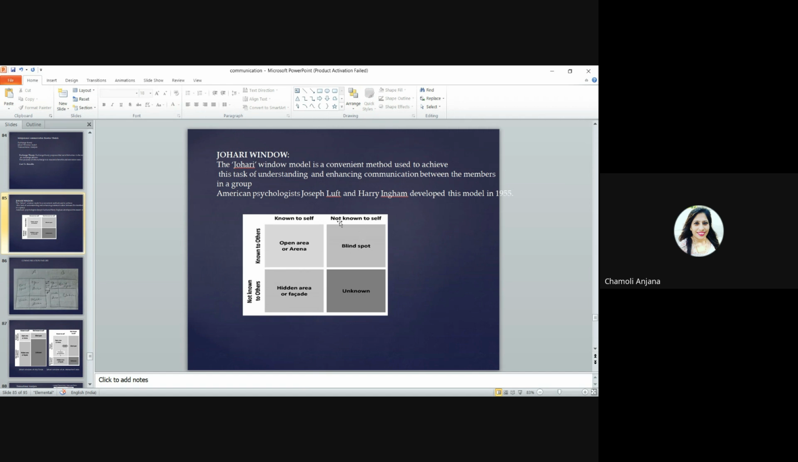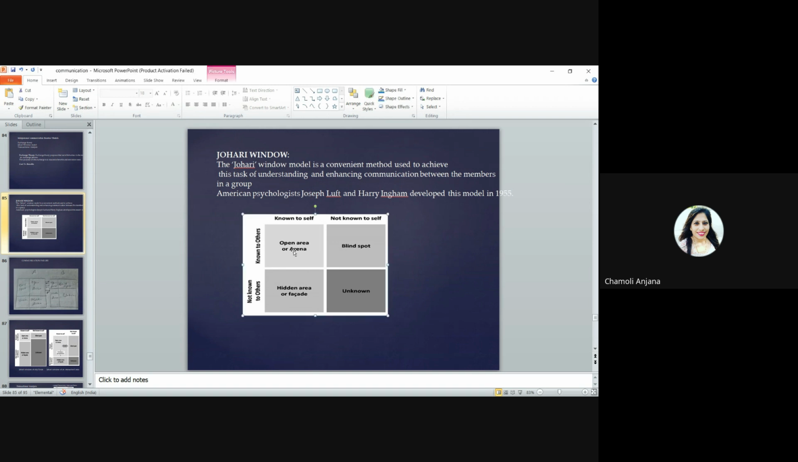A Johari window depends upon the factors of how much a person knows himself and how much he is not aware of, and how much others know the person or not. So it depends upon two factors: how much a person is known to himself, that is his level of self awareness, and how much others are aware of that person. So there are four windows depending upon this: open arena, blind spot, hidden area or the facade, and unknown.